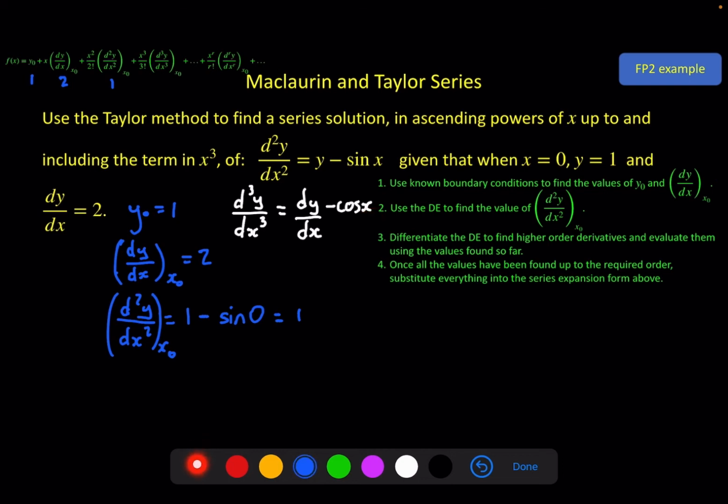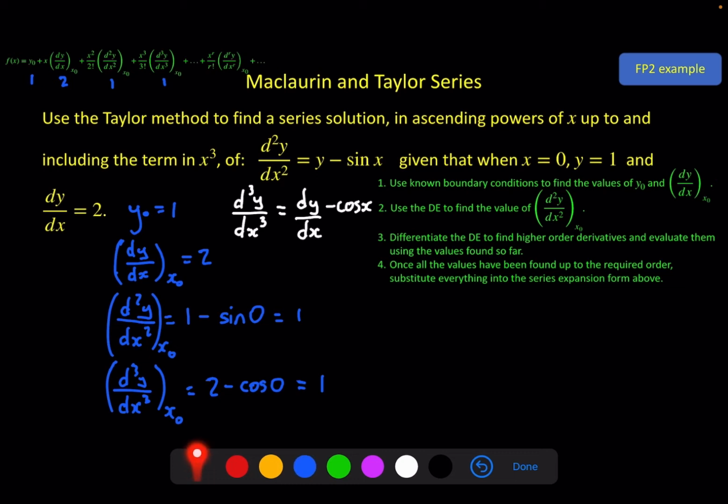We know dy by dx is a 2 at x0, and of course x is a 0 at x0. So evaluating the third derivative at x0 is equal to dy by dx, which we know is 2, minus cosine of x, which we know is 0, that's 2 minus 1, that also is a 1.